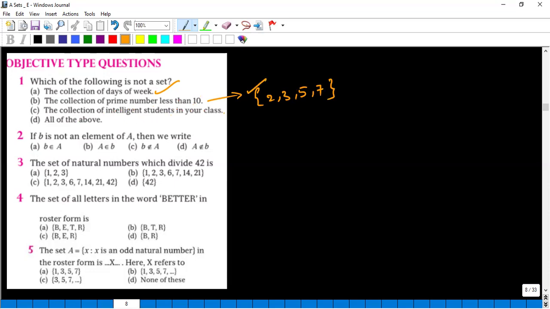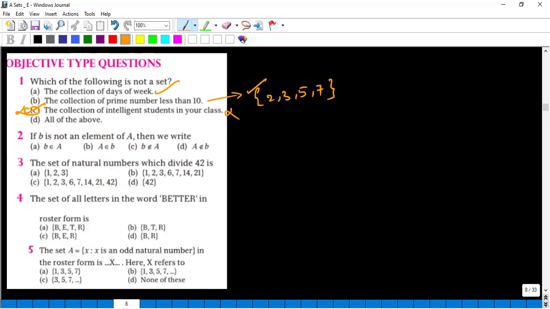Collection of intelligent students in your class. Of course, we cannot frame a set. I told already that there is no condition for intelligence. One person may be very intelligent. Based on some criteria only we can decide, based on marks or based on his performance in something, based on his achievements, we can decide based on his logic in a particular task. But those conditions they are not giving here, so we can't tell whether he's intelligent or not. So it will not frame a set. Okay, so the correct option is option C.